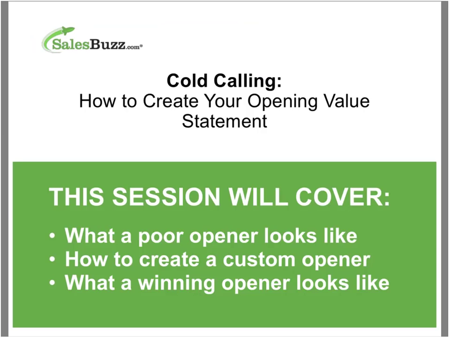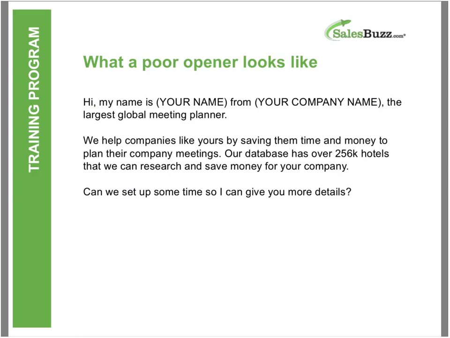And what we're going to do is this: I'm going to show you what a poor opener looks like, how to create a custom opener, and then give you an example of what a winning opening value statement looks like. So let's jump right on in here. Here we have an example from somebody. I'm just going to go through this, pick it apart a little bit, and show you how we can improve it.